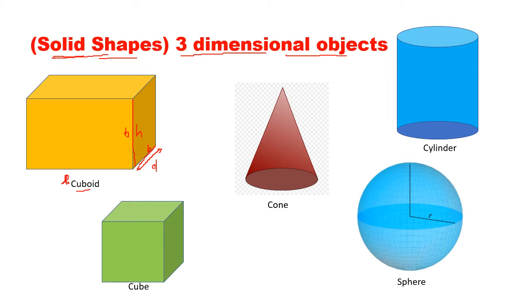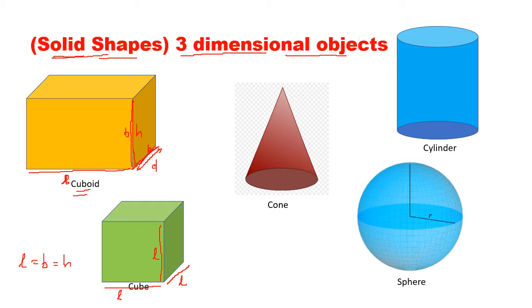Solid shapes have three dimensions. In the cuboid, we have a length, a breadth, and a height. In a cube, the length, the breadth, and the height are all equal. So if we call the length L, then the breadth is also L and the height is also L. Why? Because in a cube, the length, the breadth, and the height are equal.